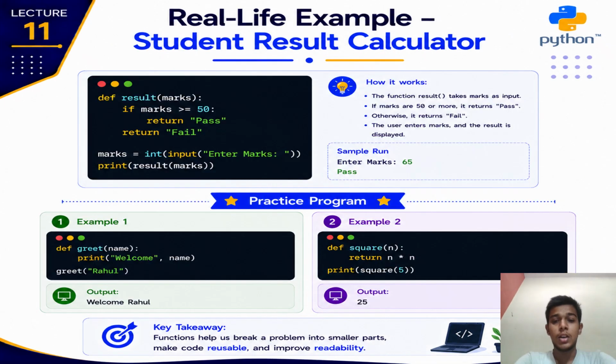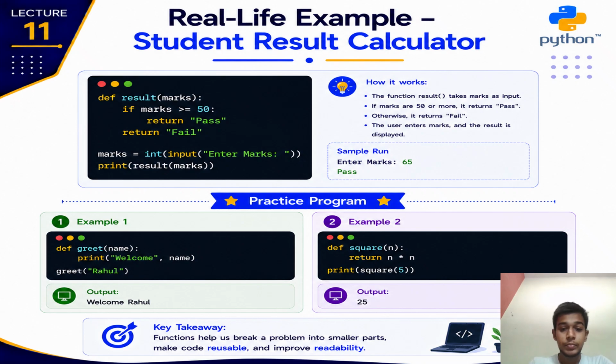Now that we have learned what functions are, how to create them, passing parameters, variable scope, recursion, and lambda functions, let's use all the knowledge that we learned today to build a simple real-life program called a student result calculator. This example shows how functions can solve practical problems in everyday life. Let's understand the program step by step.